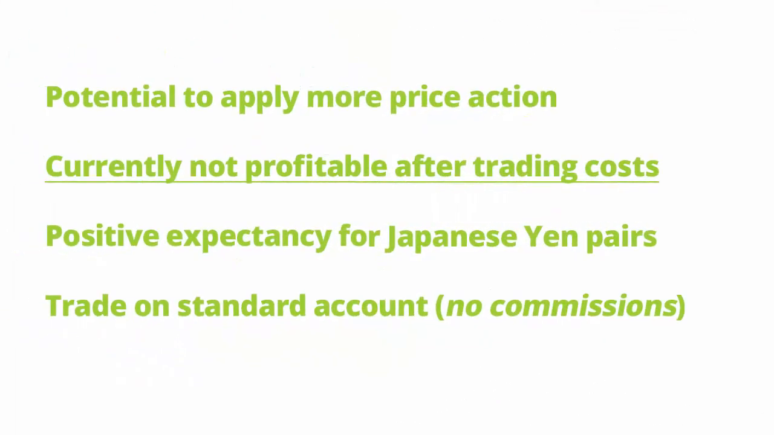As you can read from the backtesting results, this strategy is not profitable after trading commissions and spreads over the 28 pairs. However, its expectancy over the Japanese yen pairs is positive. This could mean that perhaps this strategy identifies price action for Japanese yen pairs better than the rest.